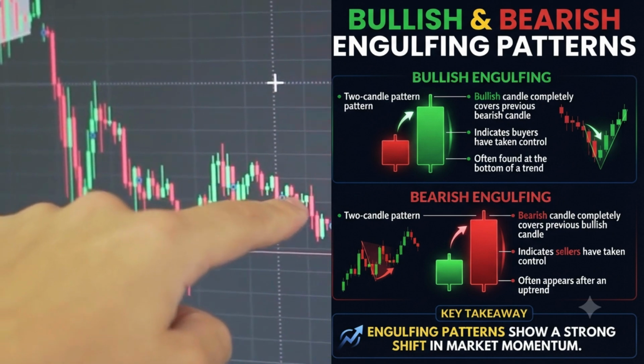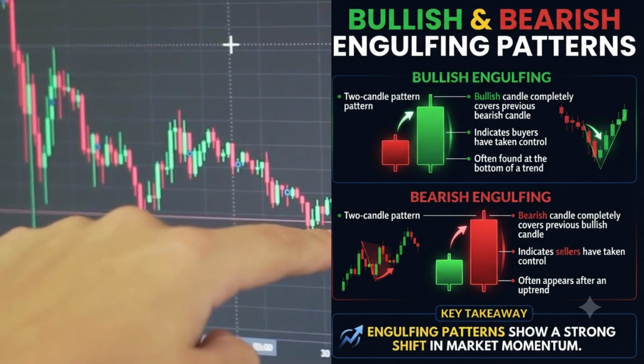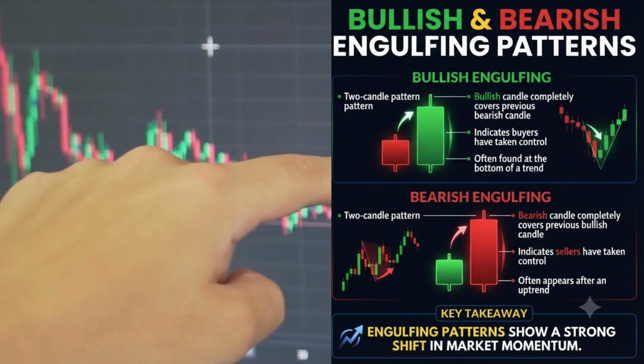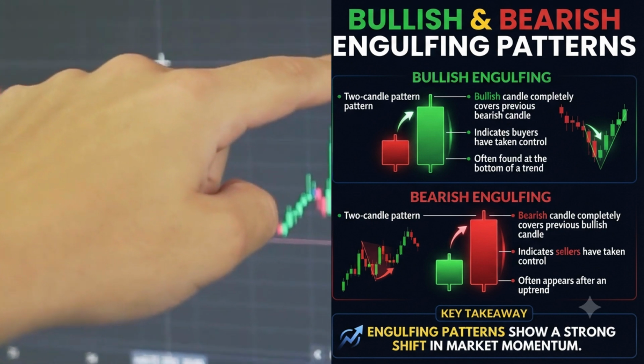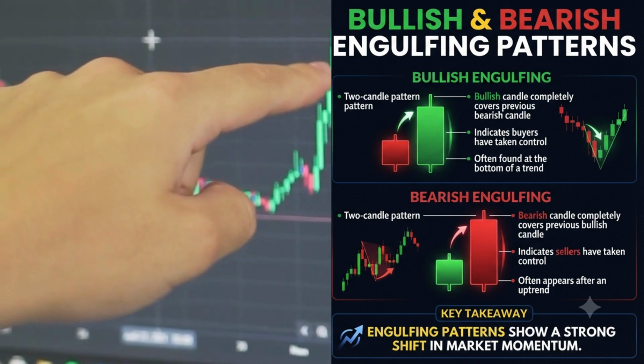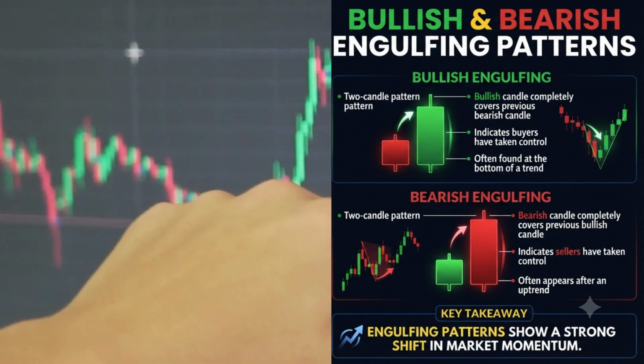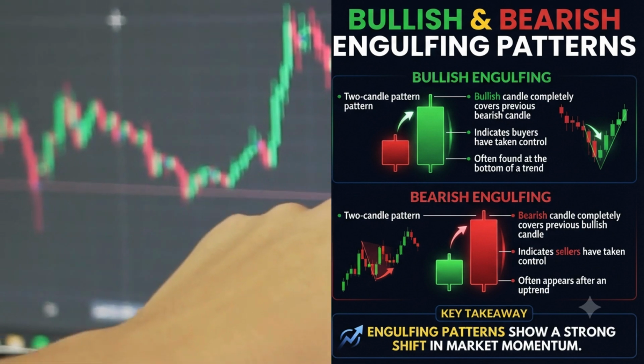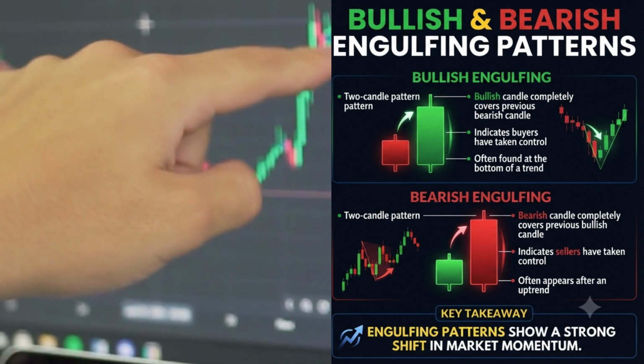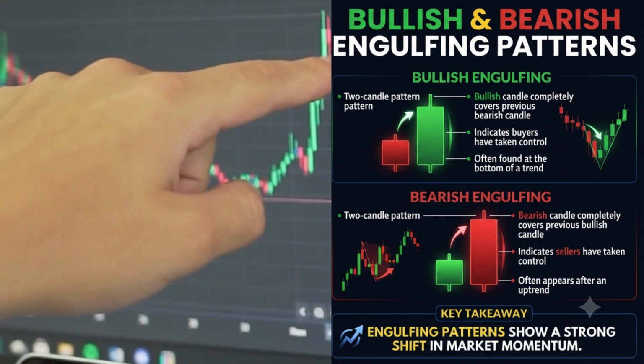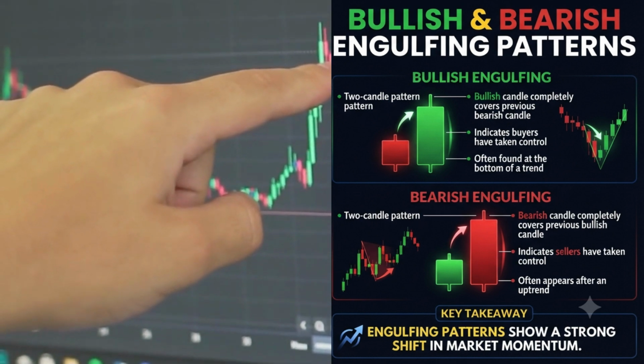A bearish engulfing pattern is the opposite. The first candle is bullish. The second candle is bearish and completely engulfs the previous bullish candle. This indicates sellers have taken control and a downward move could follow. These patterns become much stronger when they form at important support and resistance levels.